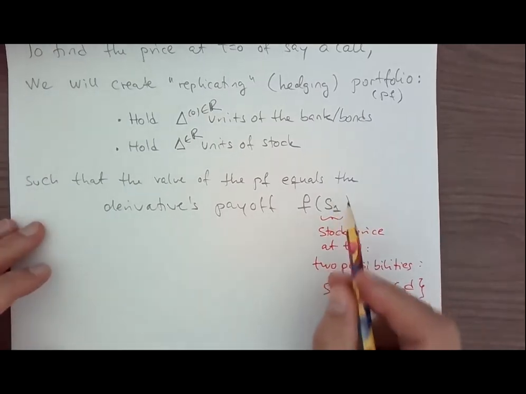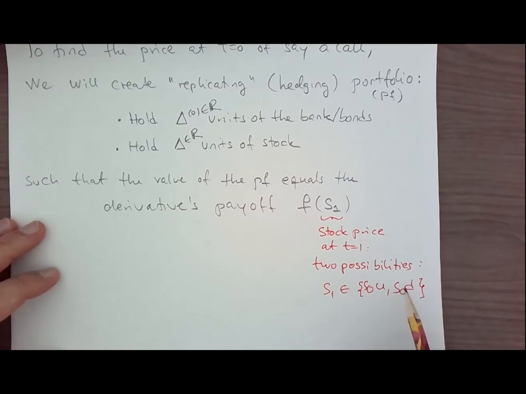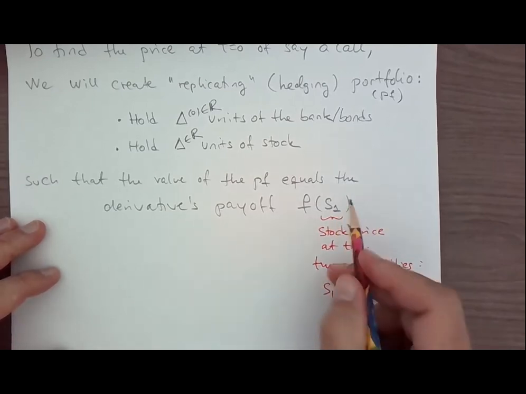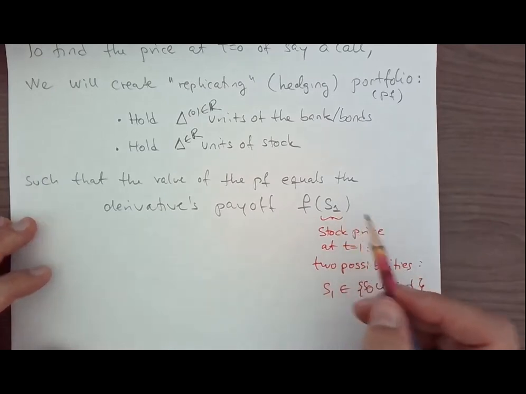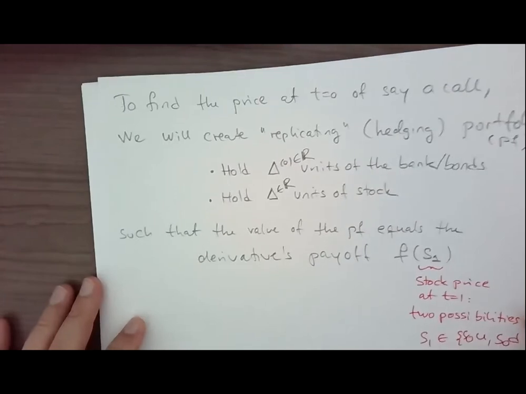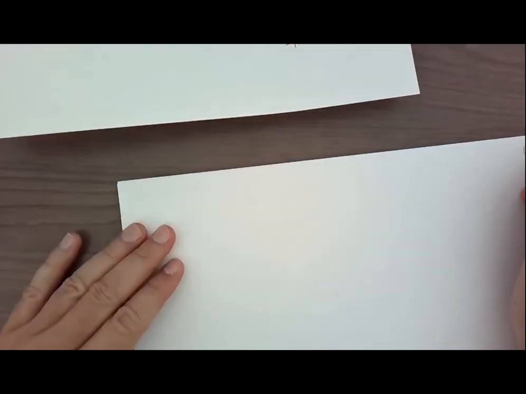Remember that this here is controlled by this random variable psi. You go from S0 to S1 by looking at this random variable psi, whether it is either u or d. So let's try to do this in a specific example.